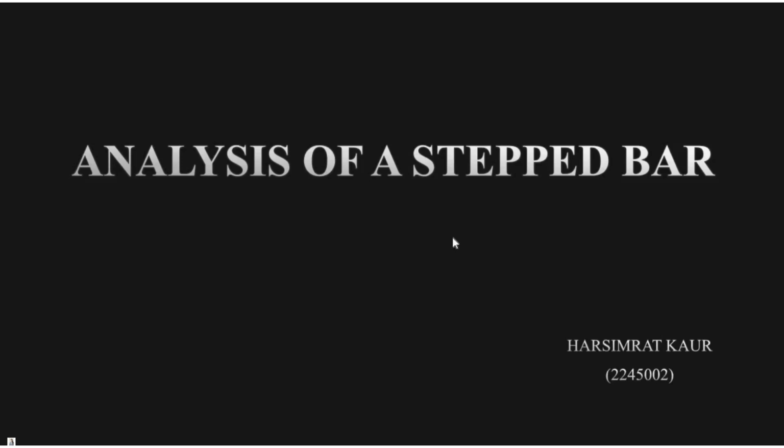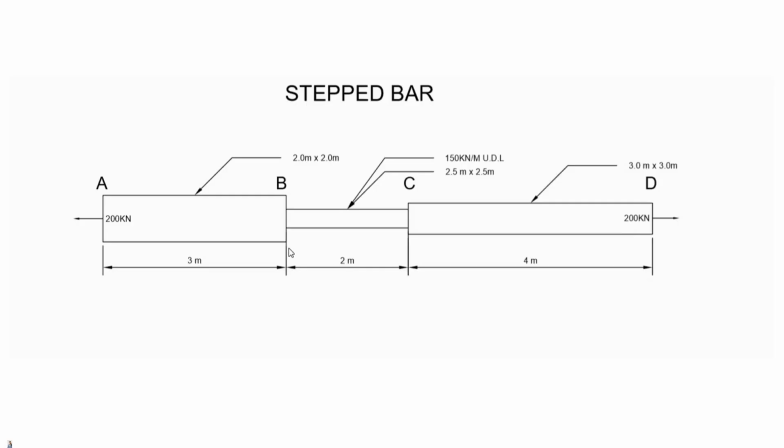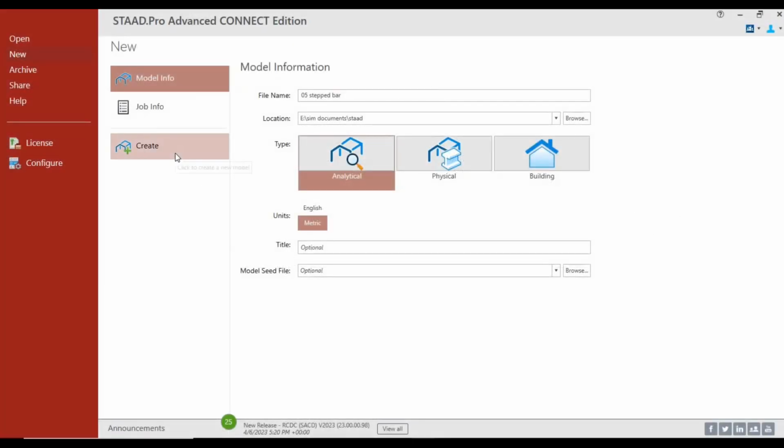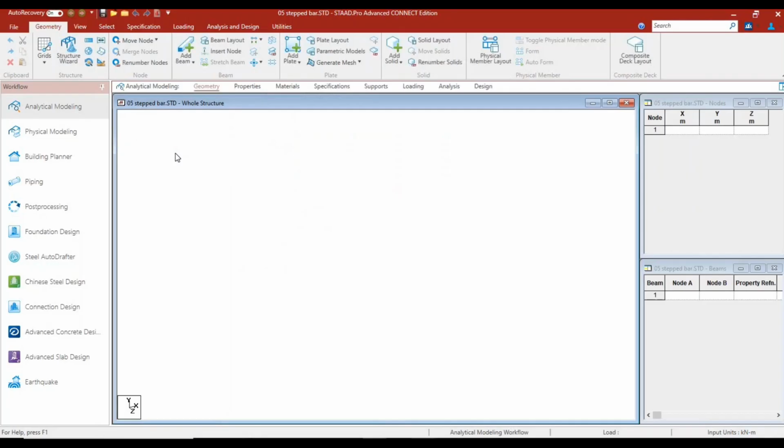Hello everyone, in this video I'll explain the course content number 5, analysis of a stepped bar. This is the example of a stepped bar which I am going to analyze. On STAAD Pro, create new file, and the first step is to choose grids.